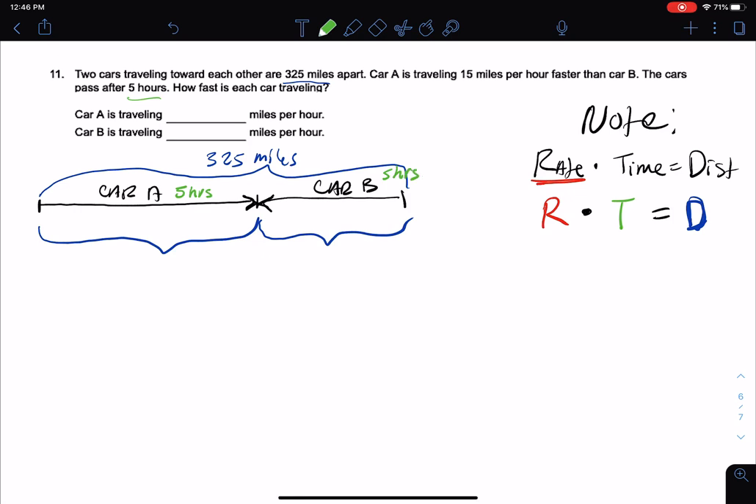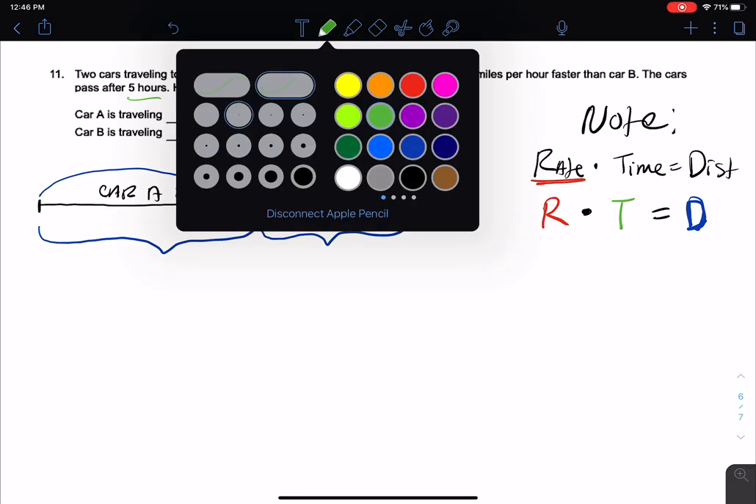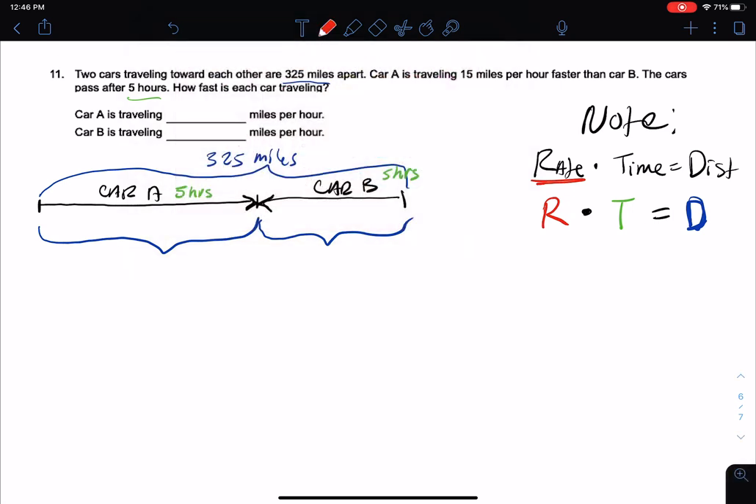Okay, I'm seeing a distance, at least a total distance. What about rate? Rate is going to be the tricky one. And they did give us a nice clue. It says that car A is traveling 15 miles per hour faster than car B. So I'm just going to say this is the fast car. This one's faster, just to help us see that a little bit.